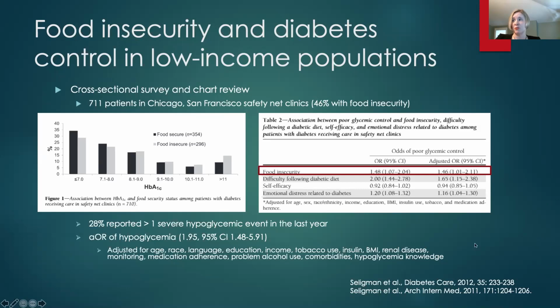Importantly, in the same group of patients, the risk of hypoglycemia was almost doubled among food insecure individuals, which is really not surprising if you think about people not having access to sufficient and consistent nutrition and being on insulin.